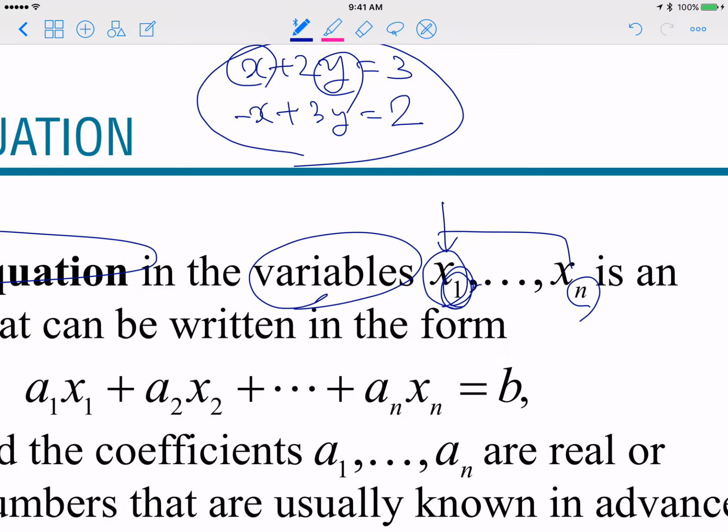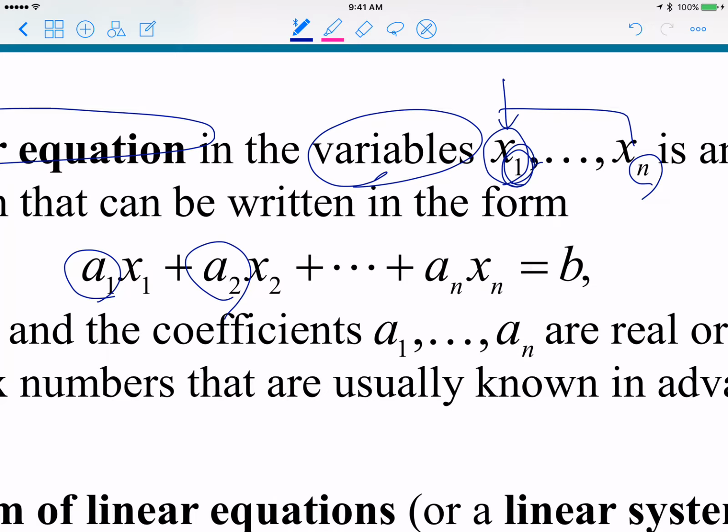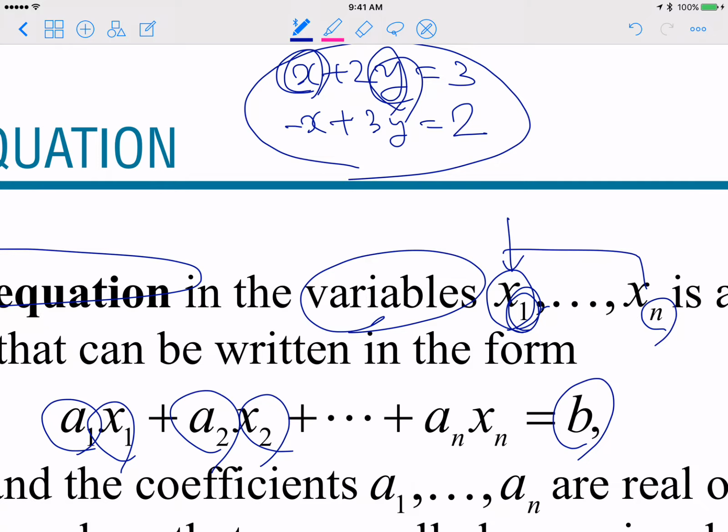Okay, and then we have these coefficients a1 and a2 and so on that are associated with each of these variables. At the end, we have some constant on the right hand side. So in this example, x1 becomes x, x2 becomes y, a1 and a2 will be 1 and 2, and b will become 3. So this one equation, which has this form, is called a linear equation. The reason for calling it linear is because it doesn't involve any nonlinear terms like x squared or sine x or log x or e to the power of x and so on.